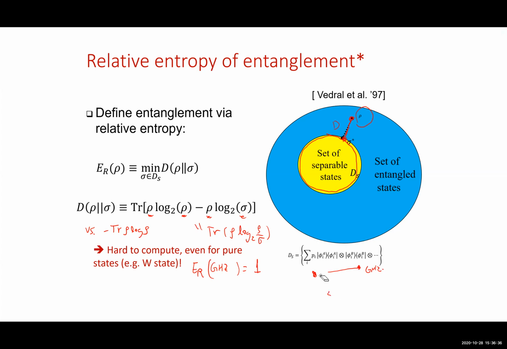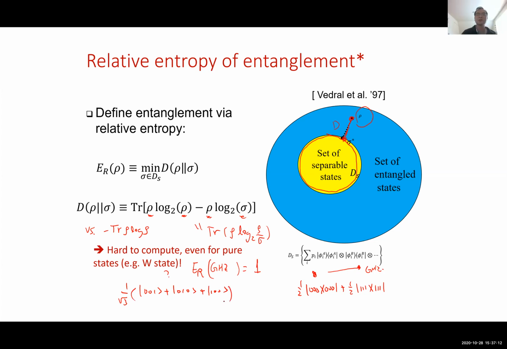Quick question: how do you actually find such a state? Very difficult in general. But for this simple state, there's some simplification you can do. In general, it's very difficult, even for pure states. For the W state, it was not even known analytically what the number is. This is a mathematically well-defined question, and numerically, one can search.